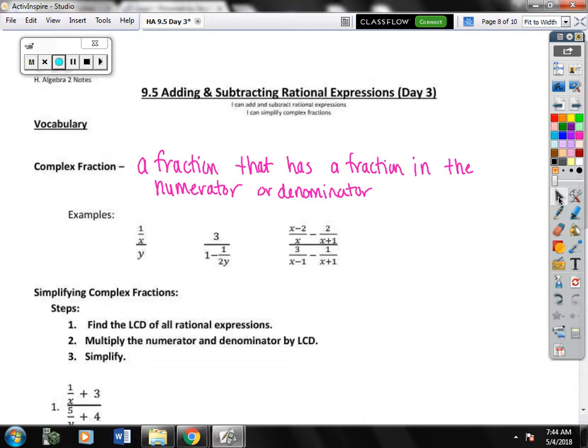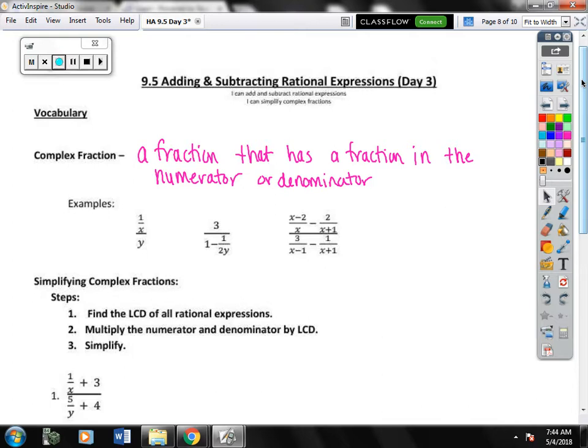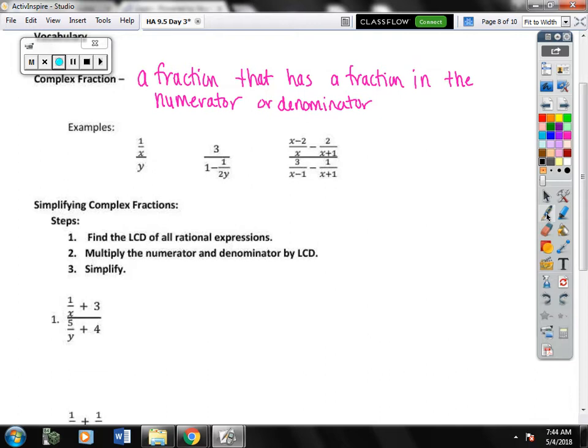So when we solve these, the goal is going to be to get rid of the fractions that are in the top and the bottom so that we just have one fraction. So we will find the least common denominator of all the rational expressions, and then we'll multiply by that in the top and the bottom of the fraction. And that will allow a lot of stuff to cancel out.